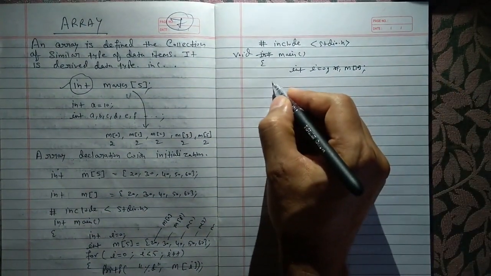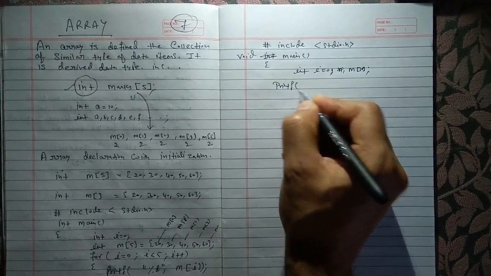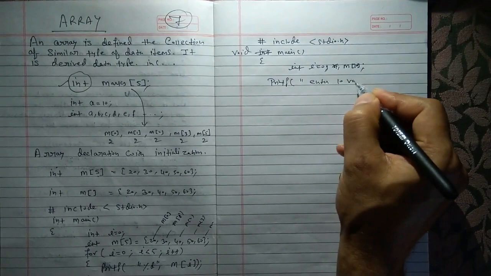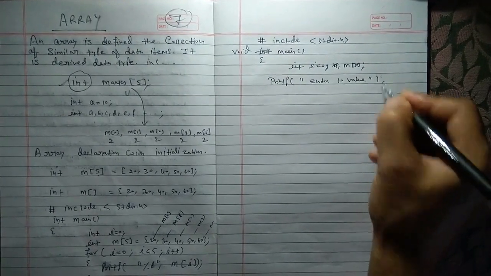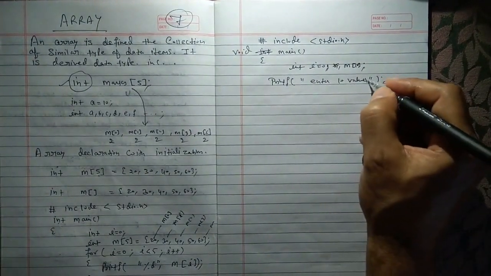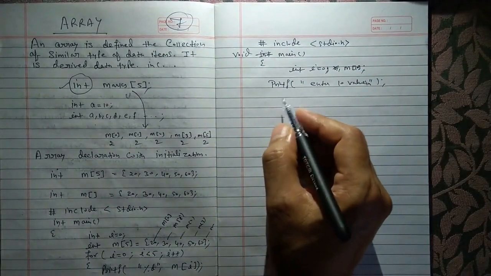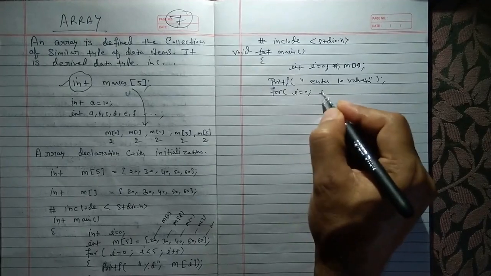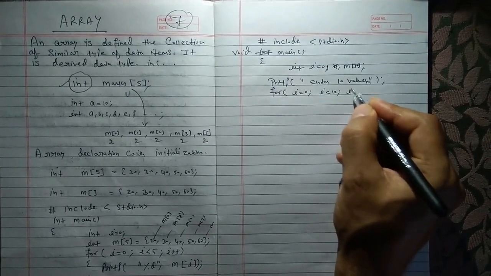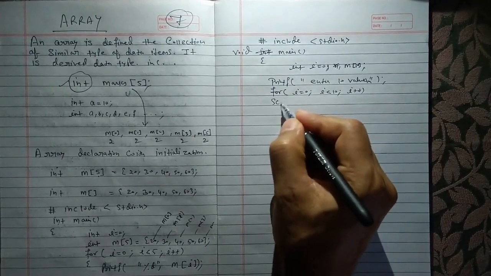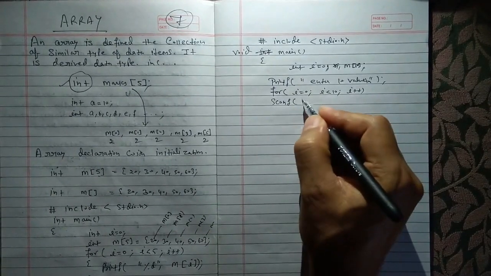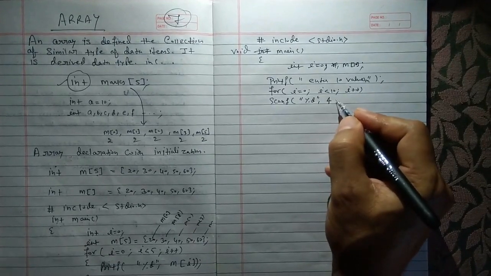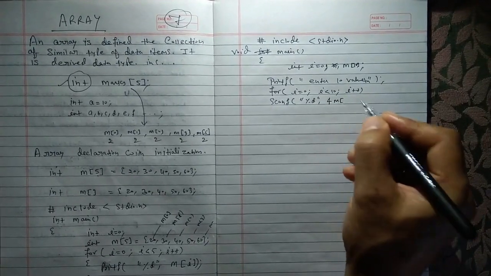At first I will write printf, enter 10 values, with a backslash n for the next line. Then I will use a for loop: for i = 0, i less than 10, i++. Then scanf, percentage d and address of m[i].